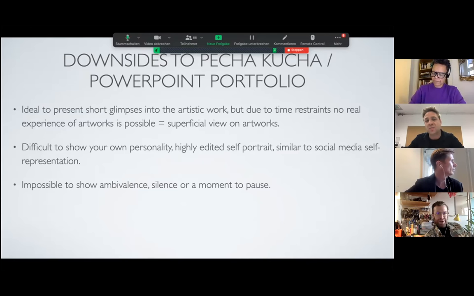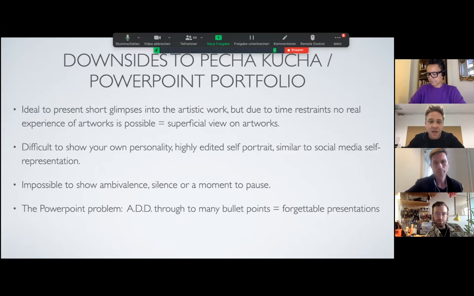And it's also impossible to show ambivalence, to show silence. Like I do a presentation now, I'm totally aware of the irony, and I speak in a louder voice so you can hear me well. The PowerPoint problem of ADD, attention deficit disorder: too many slides, too many words, at some point you just forget the presentation that you had. And also, what's the story? It's no use just presenting bullet points. You always need to have a story.